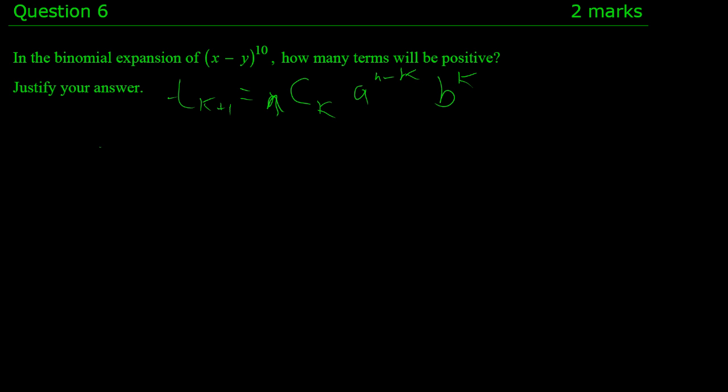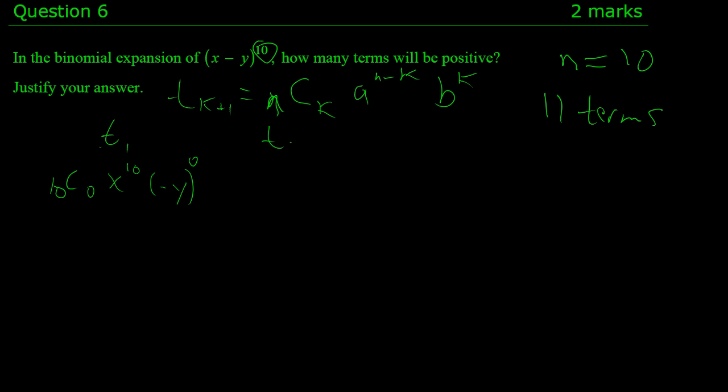So again, n is 10, but it's important to note that there are 11 terms in this expansion. In an attempt to establish some type of pattern, because we don't really want to find all 11 terms, we just want to establish a pattern and save some time. But I will find the first term. So for term 1, k would be 0. That's 10 choose 0, x to the power of 10, 10 minus 0, and negative y to the power of 0.